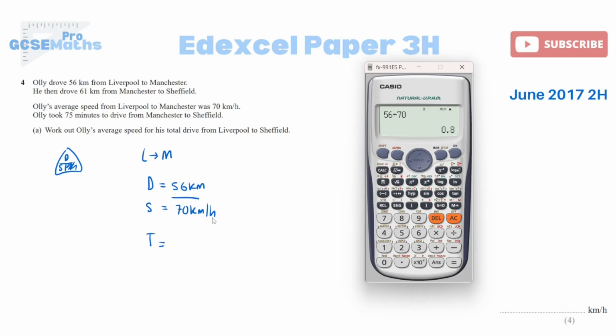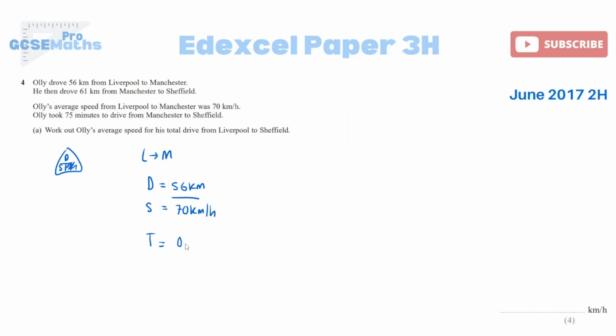Now that's in terms of hours because the speed was given in hours. So 0.8 hours. Then we've got Manchester to Sheffield. We've also got the distance, which was 61 kilometres. And this time we've been given the time, 75 minutes. To work out the average speed for the whole journey, we need to do distance divided by time. So I need to know the total distance and the total time.